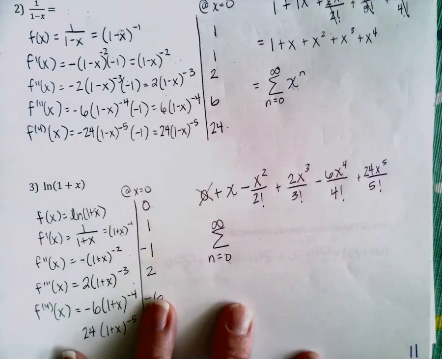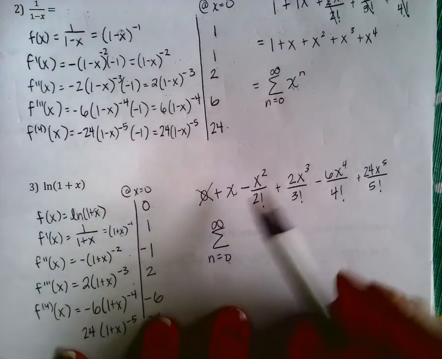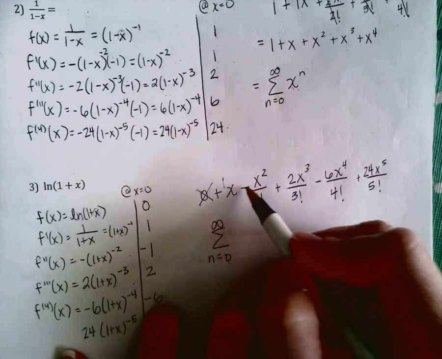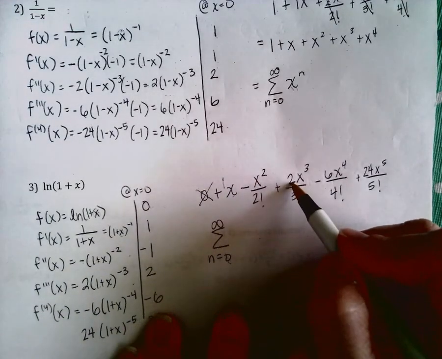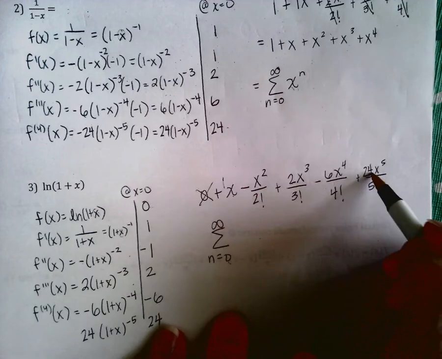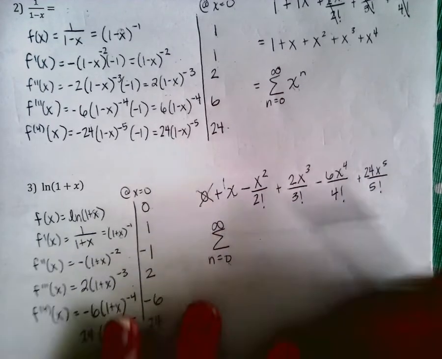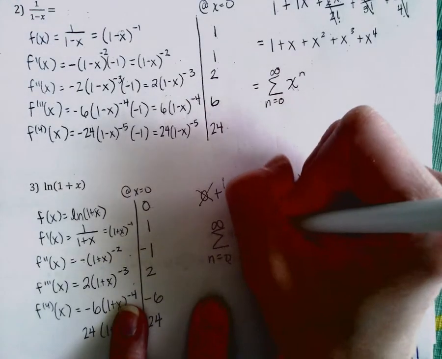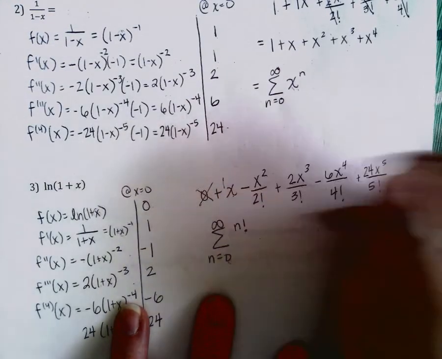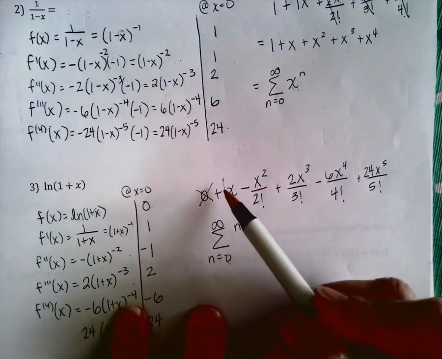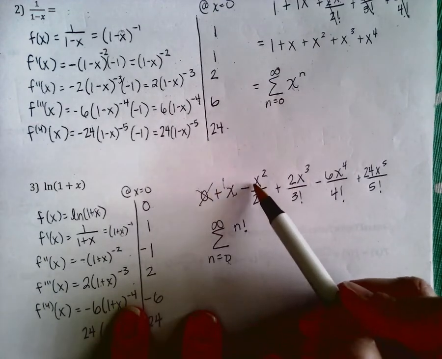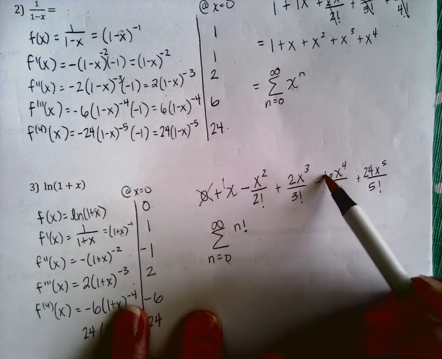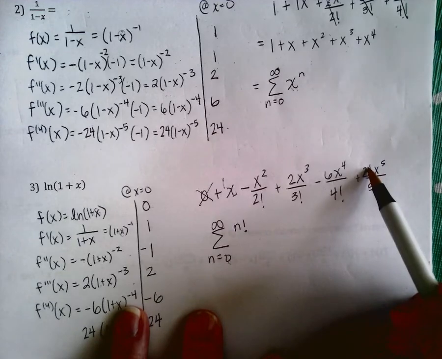Okay, so the coefficients are 1, negative 1, positive 2, negative 6, positive 24. So I'm just going to ignore the plus and minus for now. So I have 1, 1, 2, 6, 24. So that actually looks like n factorial, okay, because n factorial would give you 0 factorial, 1 factorial, 2 factorial, 3 factorial, 4 factorial. So that's the top.